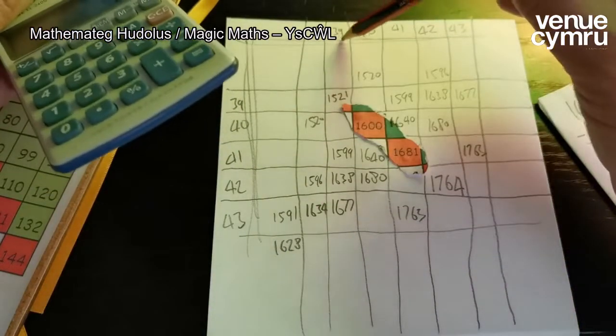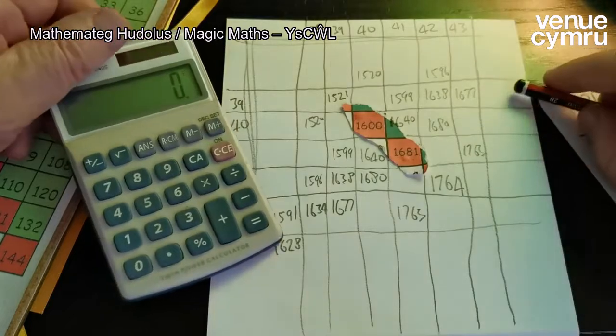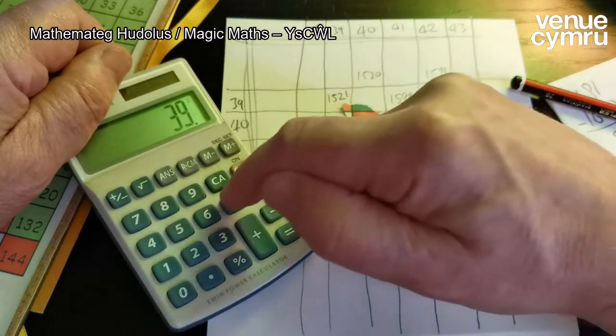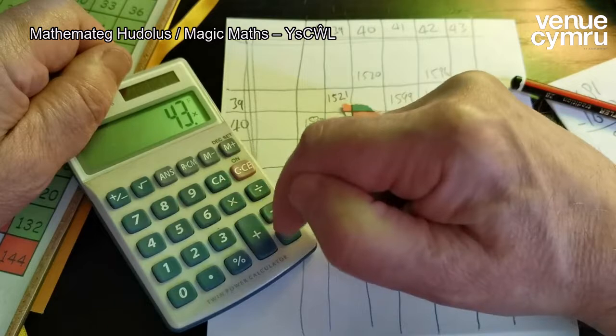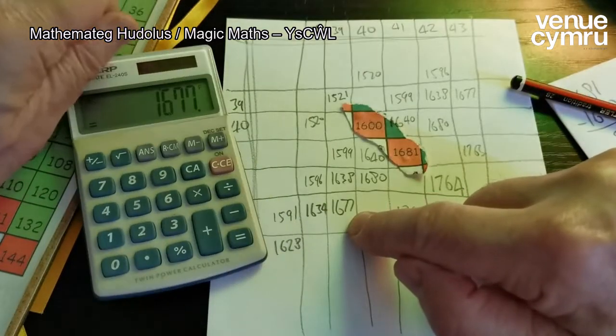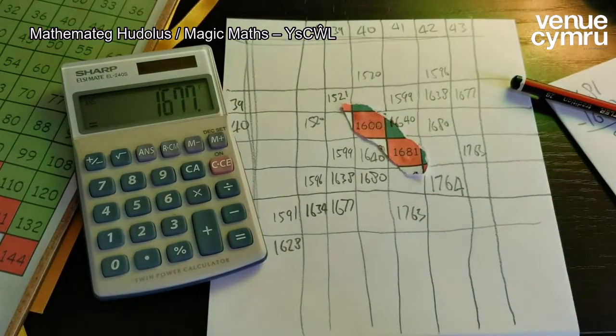There's a weird sum, 39 times 43. Let's just test that on the calculator. 39 times 43. And the calculator says 1677, and ta-da! Isn't that brilliant?